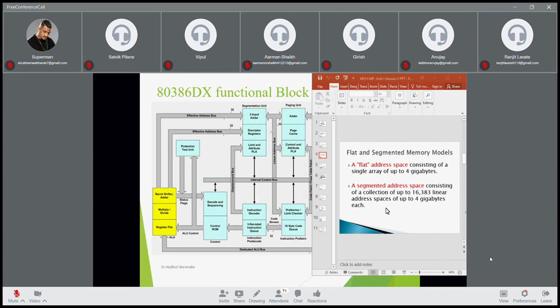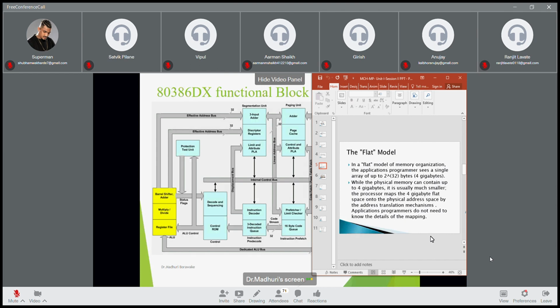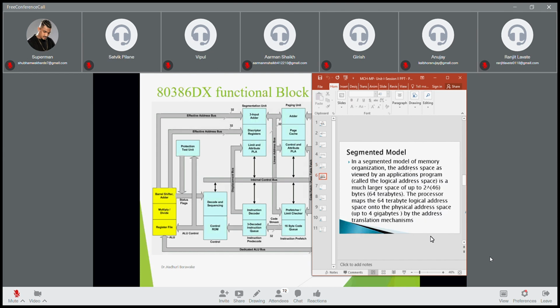Flat and segmented memory model. The flat address space consists of a single array of 4 GB. Just now I have already explained. And the segmented address space consists of a collection of up to 16,383 linear addresses. Okay. Now the next. Flat model, same thing, whatever explanation I have given you, just go through this. This is the segmented model, that is 2 raised to 46, that is 64 terabytes. Okay.